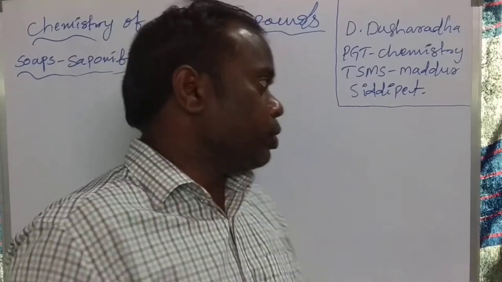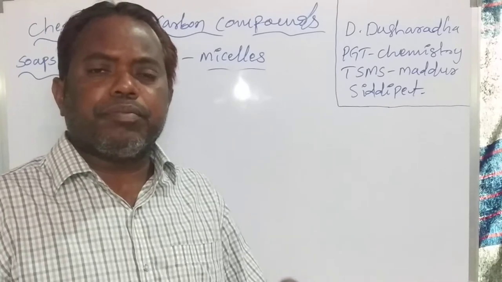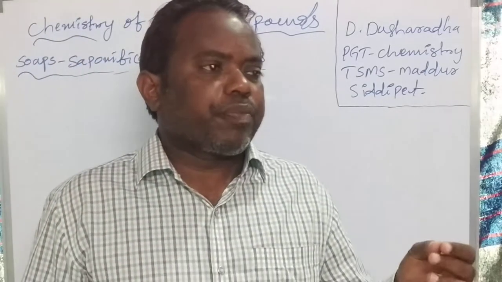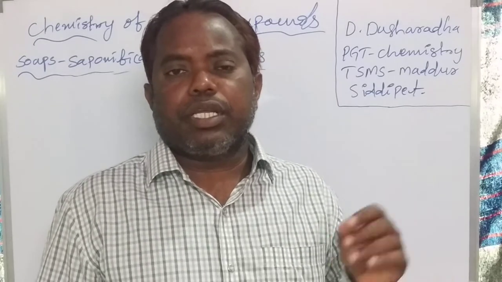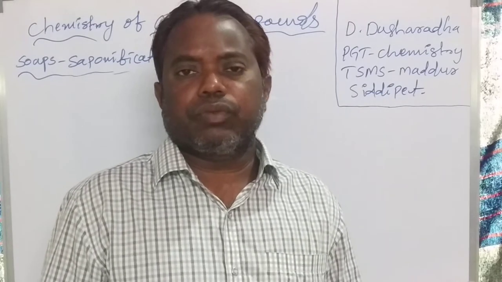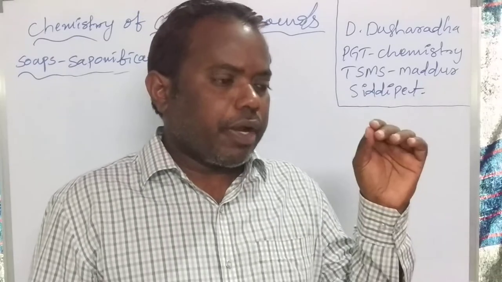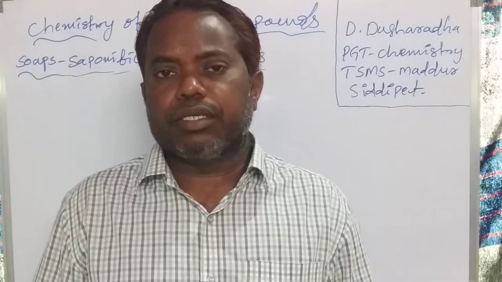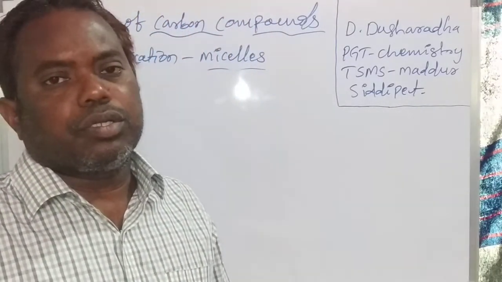Right. Soap is a cleaning agent. What is soap? Soap is a salt. Very simple definition. How is it a salt? You already learned in the acid base salt lesson: an acid reacts with a base to form salt and water. For example, hydrochloric acid on reacting with sodium hydroxide produces sodium chloride and water. HCl plus NaOH gives NaCl and water. That is the simplest acid base salt reaction.